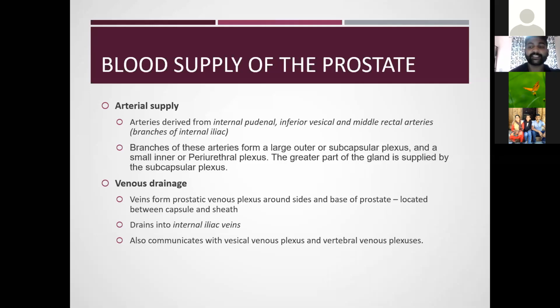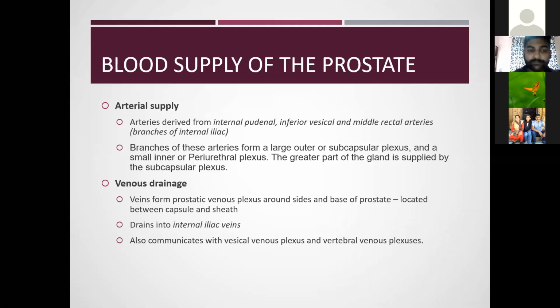The venous drainage. The veins form the prostatic venous plexus around the sides and base of the prostate. It is located between the true capsule and the false capsule. Then it drains into the internal iliac vein. It also communicates with the vesical venous plexus and the vertebral venous plexus.